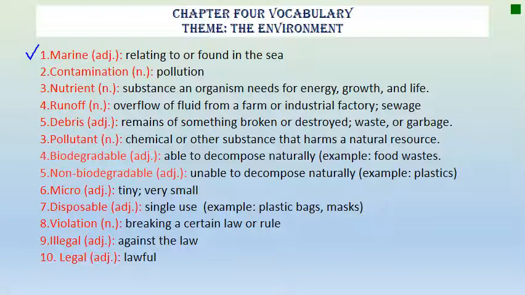For the vocab, it's important in writings. It's good to use different words, not only pollution, pollution, pollution. In one paragraph you would say pollution, in the other you would say contamination. It's good to enrich our vocab. Nutrient, what's a nutrient? It's a substance an organism needs for energy, growth, and life. Nutrients like the food we eat. Runoff, what's a runoff? It's an overflow of fluid from a farm or industrial factory, and it's also called sewage.